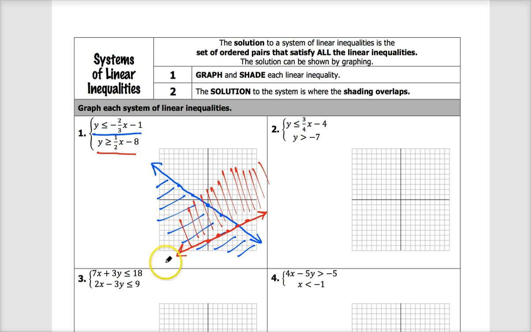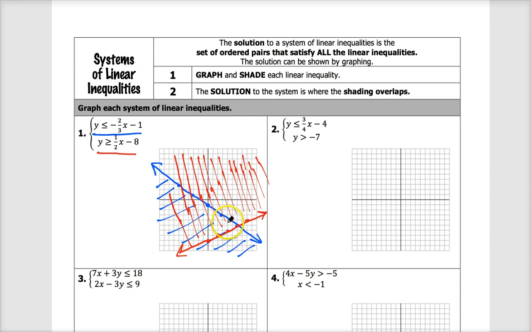When you graph your two separate lines, sometimes it helps students to use two different colors, so you could do one in pencil and one in colored pencil. If you're going to use something that won't erase like pen or highlighter, just be sure you're being really careful with your lines, because obviously if you make a mistake it's tough to erase those. Okay, so these are the two different shading regions, the blue and the red. The solution region is where the blue and the red, in my case, overlap, and so that would be this region here on the left.